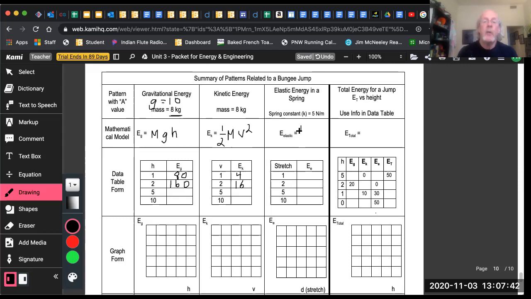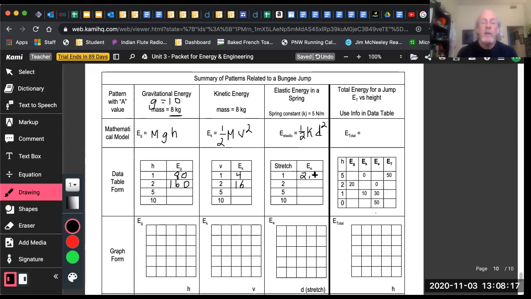Our equation for elastic is 1/2 K, where K is our spring constant, times the distance that we stretch the spring squared. That's the equation for that one. So it looks very much like our kinetic equation. In this case, if the stretch is 1 meter, it would be 1 times 5. So 1 times 1 is 1, times 5 is 5, and half of that would be 2.5.